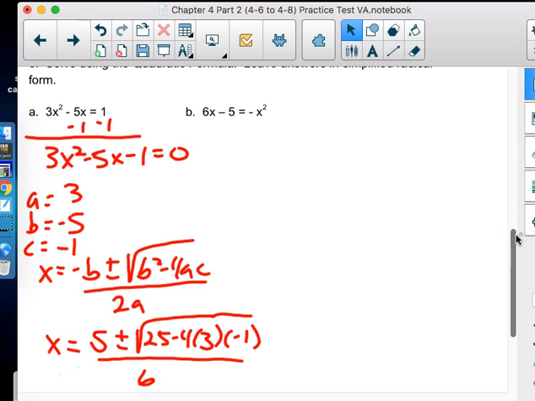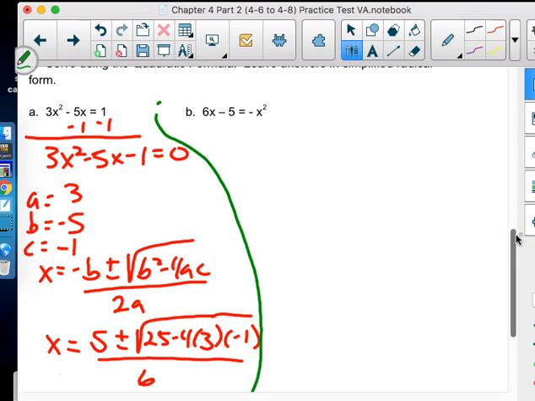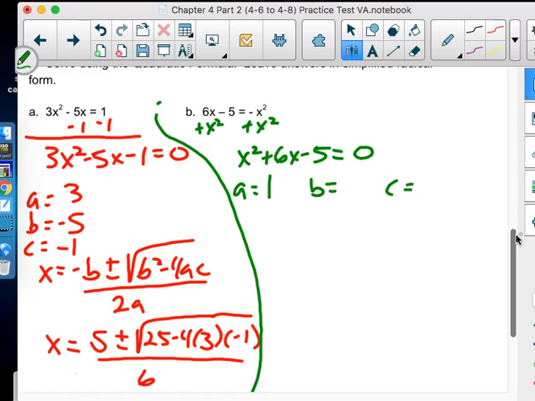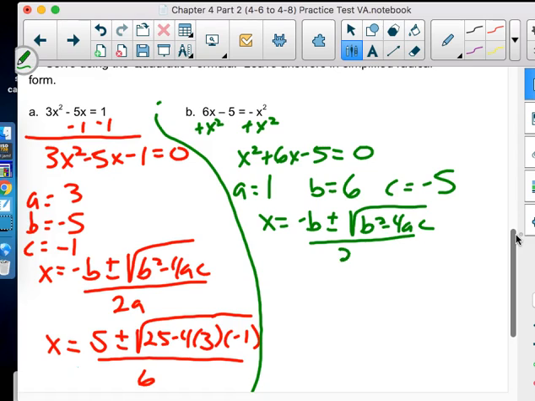Let's try this one. That does not look right. What's wrong with b? Let's add the x squared. X squared plus 6x minus 5 equals 0. Then we find a, b, and c. What's a? 1. That's a nice number to work with, isn't it? How about b? And c? And x equals negative b plus or minus the square root of b squared minus 4ac all over 2a.